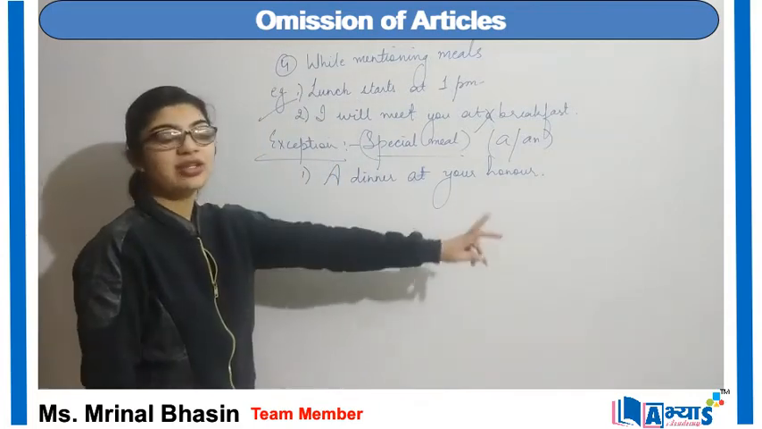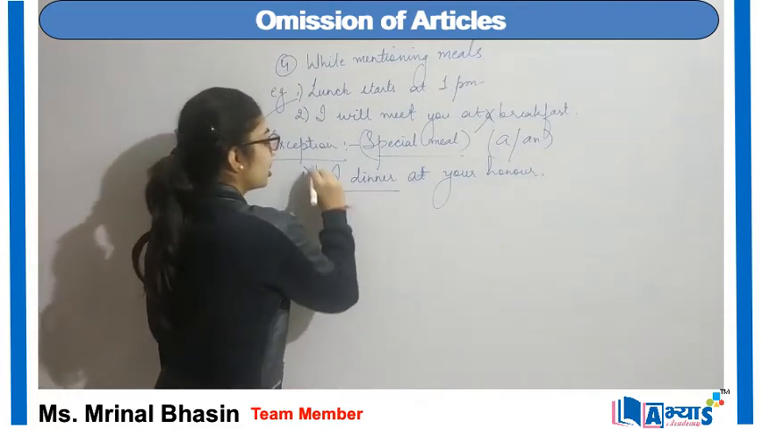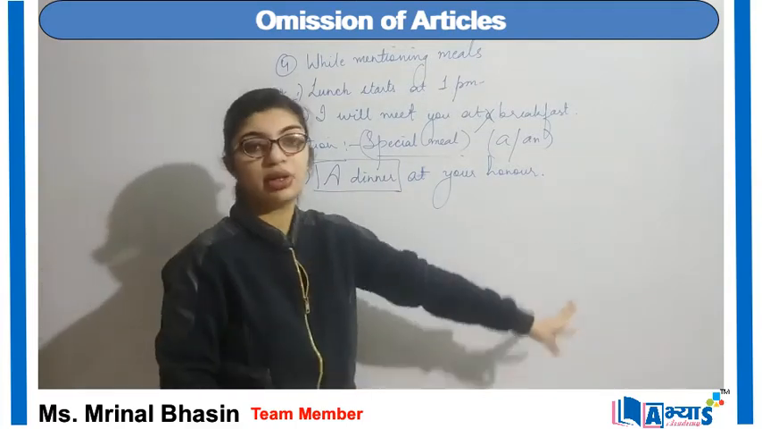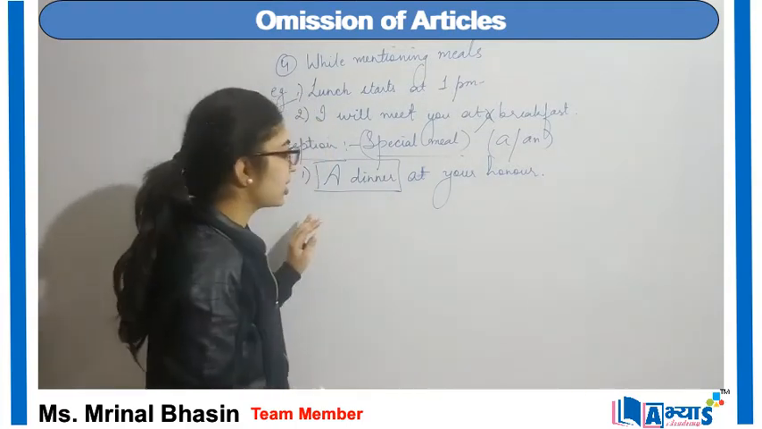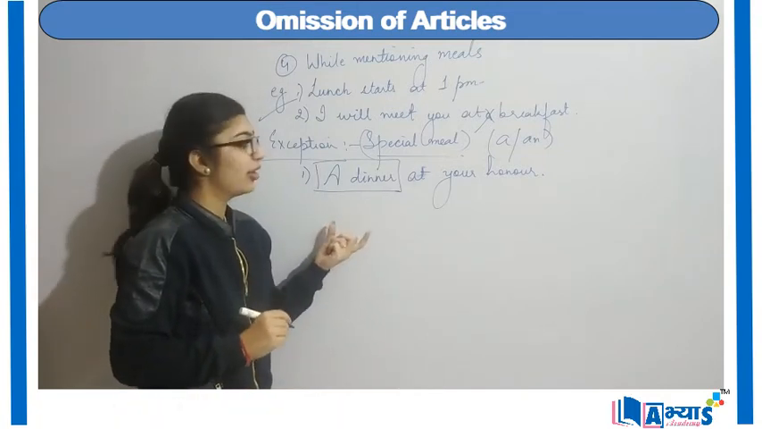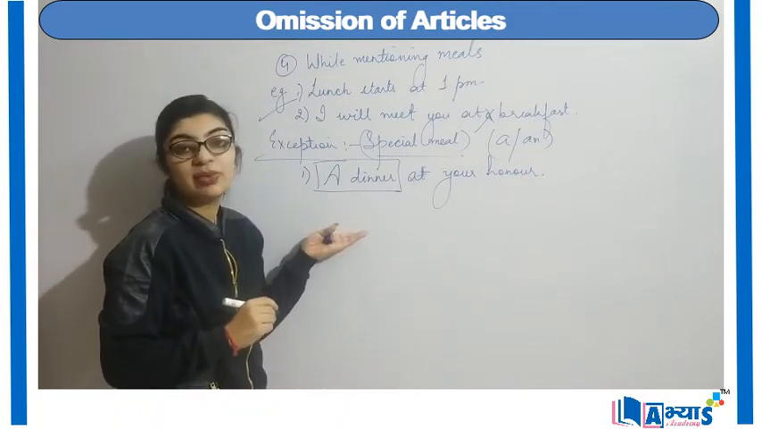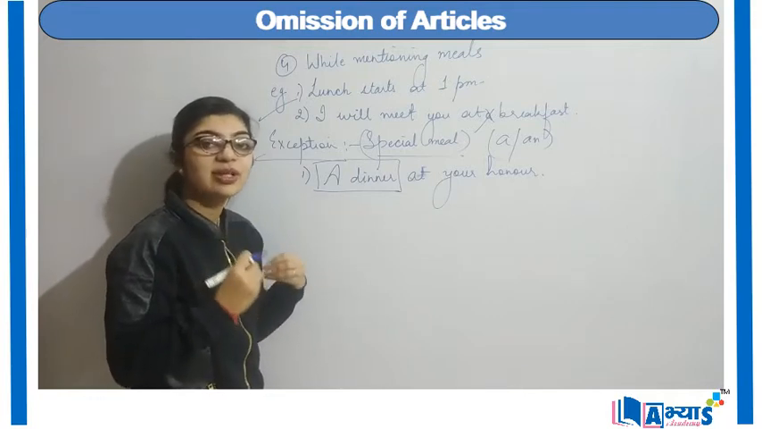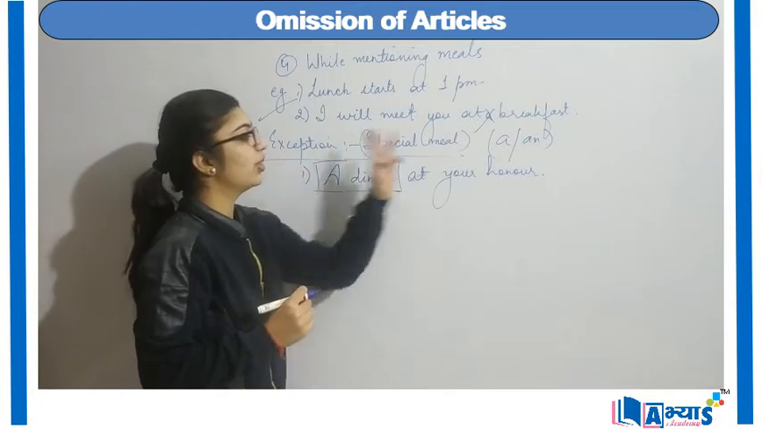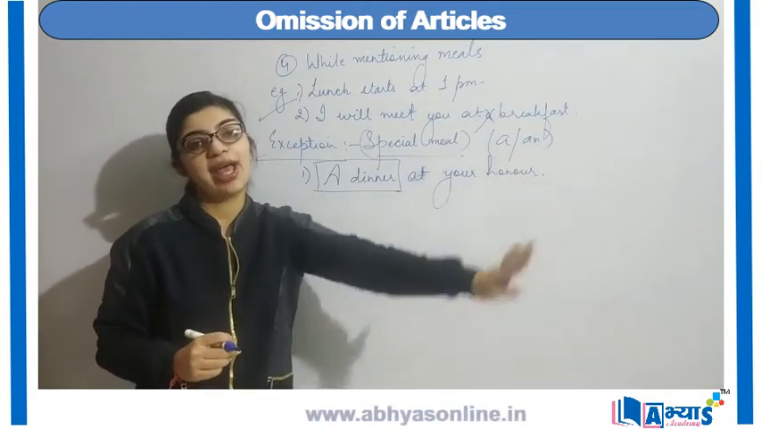Now, a dinner in your honor. I am talking about a special dinner which is organized in your honor, right? So, it is a kind of respect. A special meal or a special dinner is being organized. Whenever something special happens, an exception can occur where we can use a or an, right?